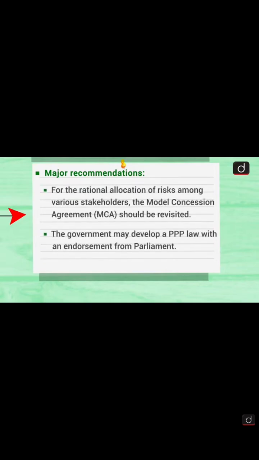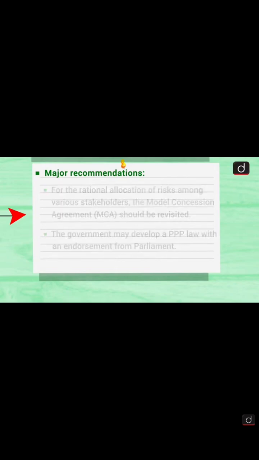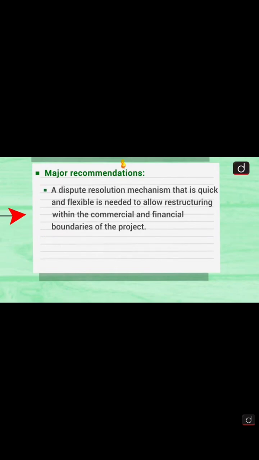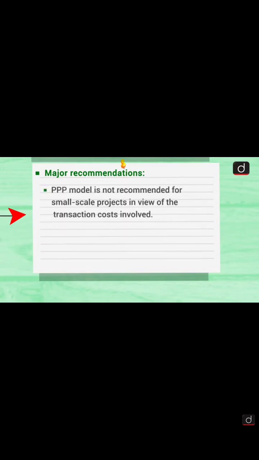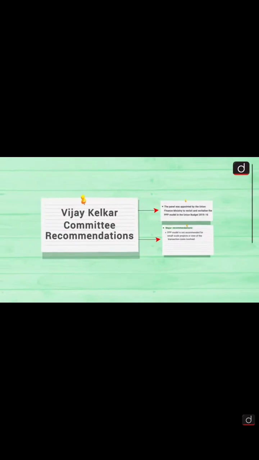Also, for the rational allocation of risks among the various stakeholders, the model concession agreement should be revisited, and also the government may develop a PPP law with an endorsement from Parliament. So they want a particular law. A dispute resolution mechanism has to be there, which helps to resolve the disputes. A quick and flexible mechanism is needed to allow restructuring within the commercial and financial boundaries of a project. Also, it is not recommended for a small scale project in view of the transaction cost involved here. So not a small scale project.